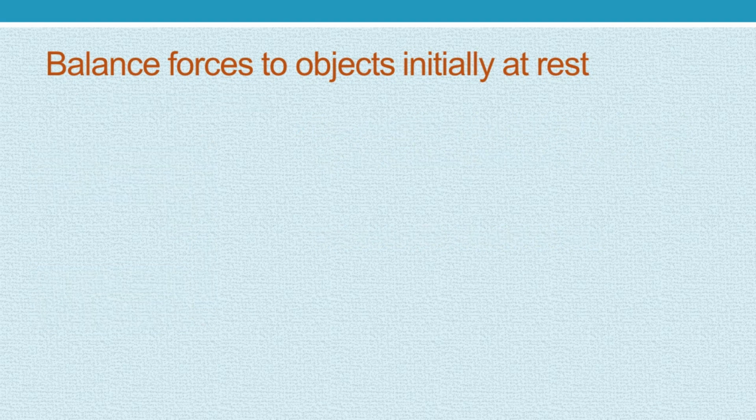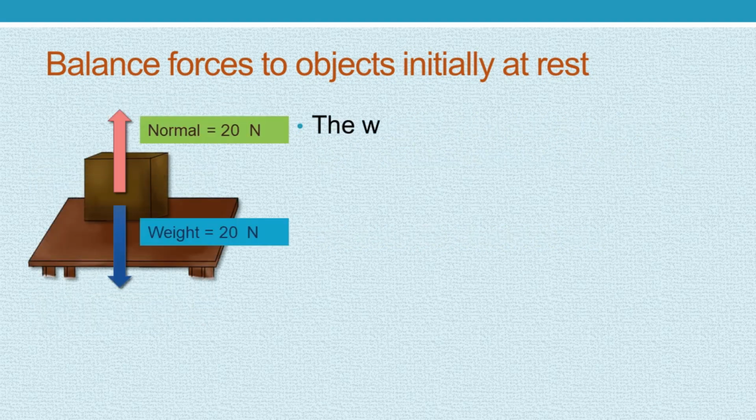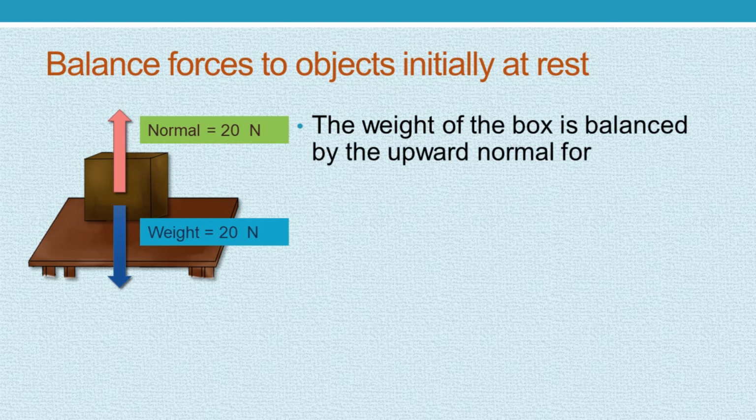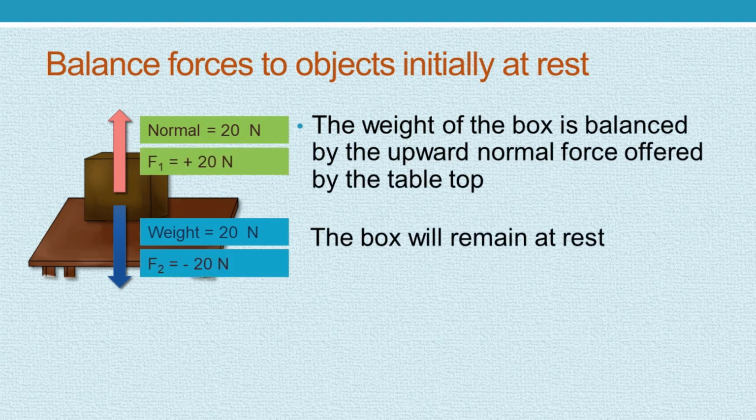Also, objects that are left lying on a flat surface will not move when Fnet is equal to 0. For example, the weight of the box is balanced by the upward normal force offered by the tabletop. This causes the box to remain at rest.